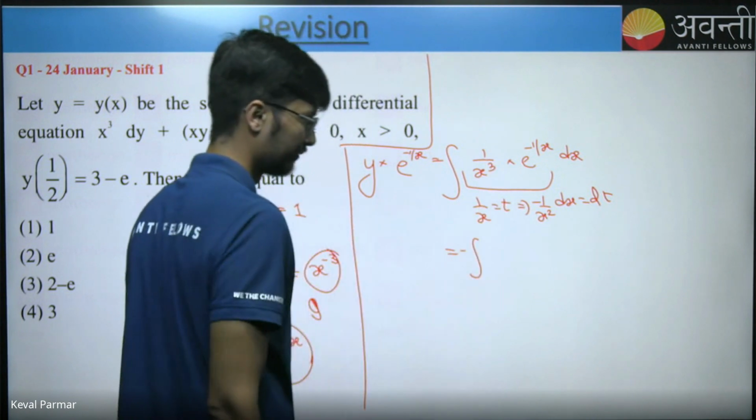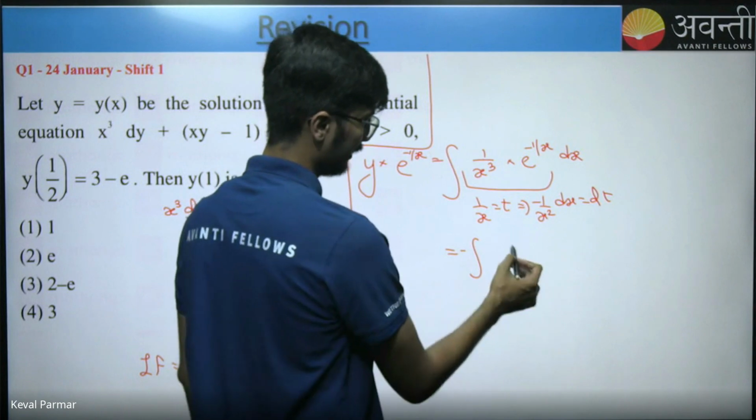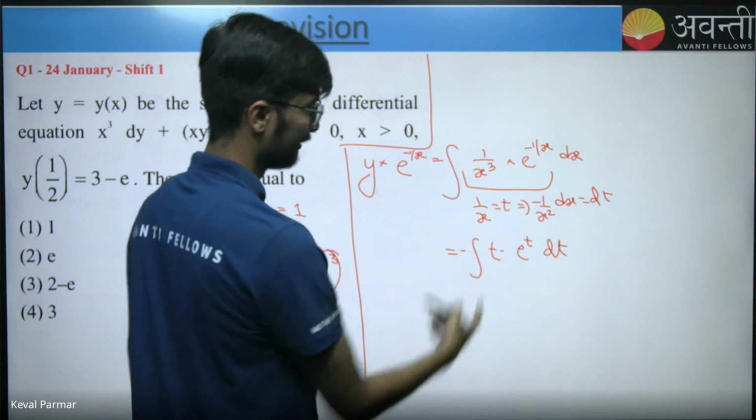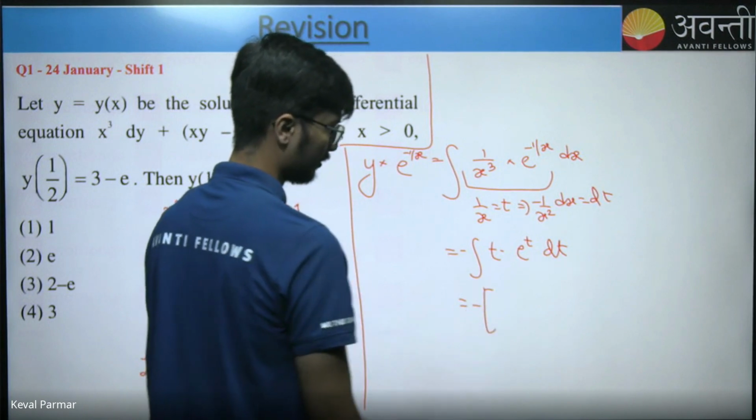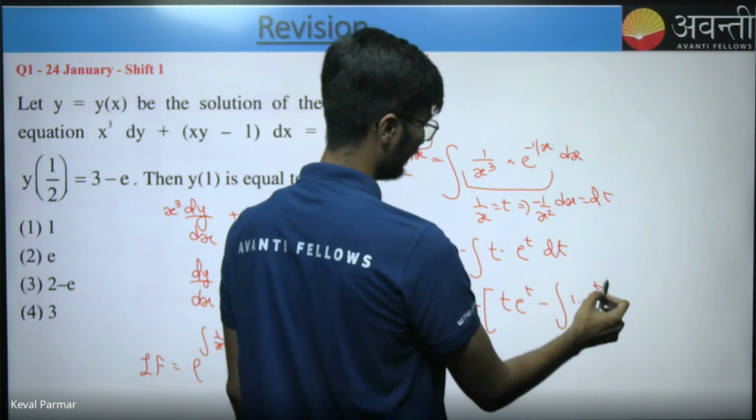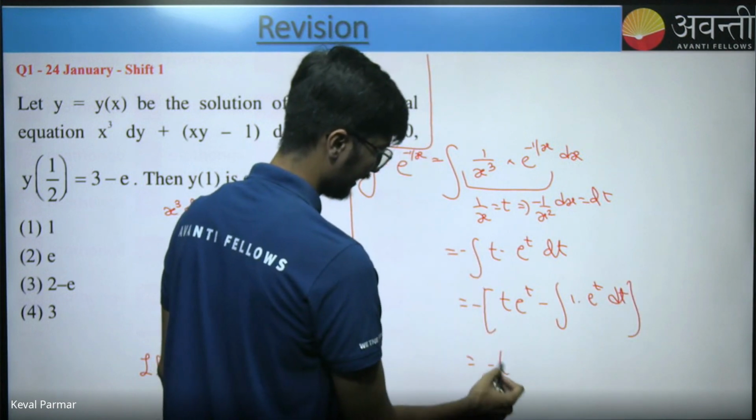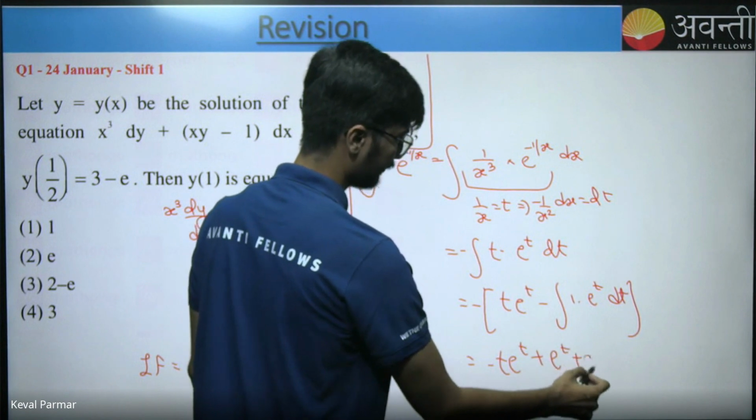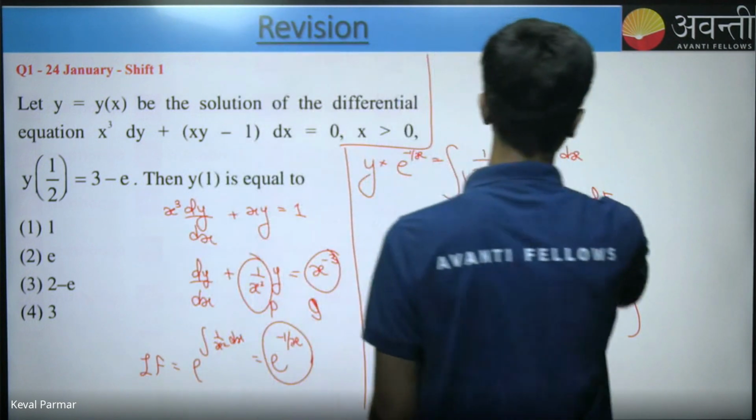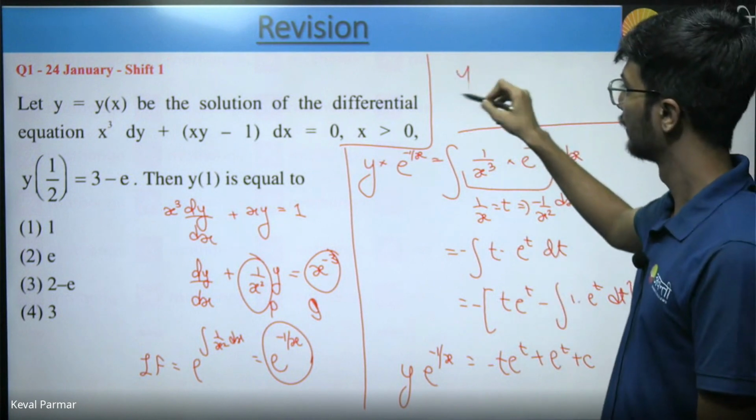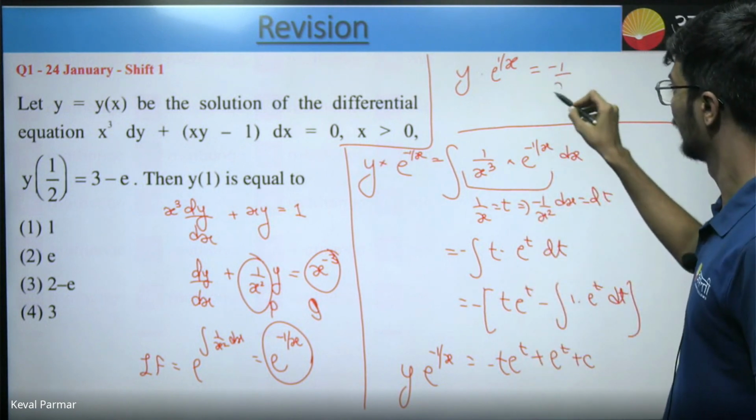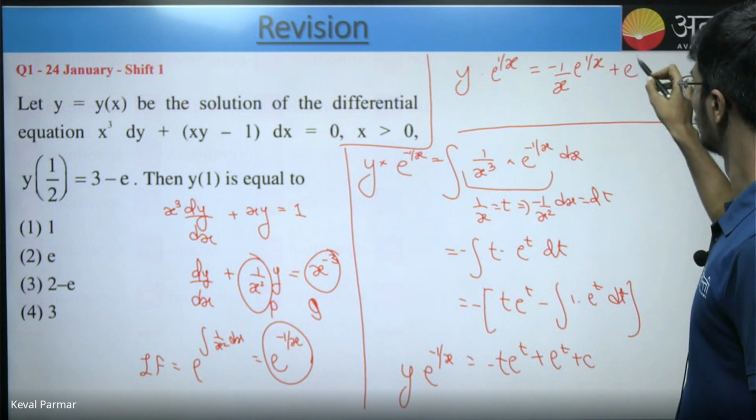So we'll get integration of, minus we'll take outside, e raised to the power t into t dt. Right? We can use by parts here. So minus, t e raised to t minus integration of 1 into e raised to t dt. This will be minus t e raised to t plus e raised to t plus c. Here we have y into e raised to the power minus 1 by x. Let us resubstitute the value of t. So we'll get y into e raised to the power 1 by x equals, t is 1 by x, so minus 1 by x e raised to the power 1 by x plus e raised to the power 1 by x plus c.